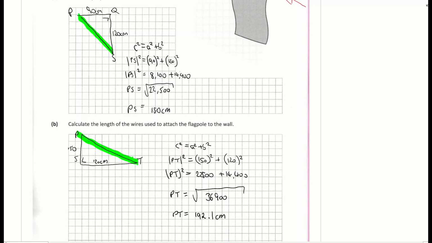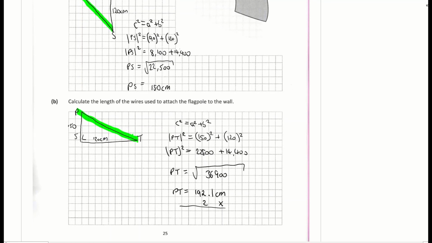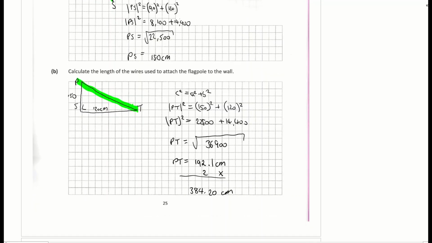192.1 centimeters. Now I have two cables, so I'm going to multiply by 2, and that's giving me a total length of cables, because the question asks for calculate the length of the wires used, which is giving me 384.20 centimeters in length in total. And that's part B. Scrolling down now to have a look at C.